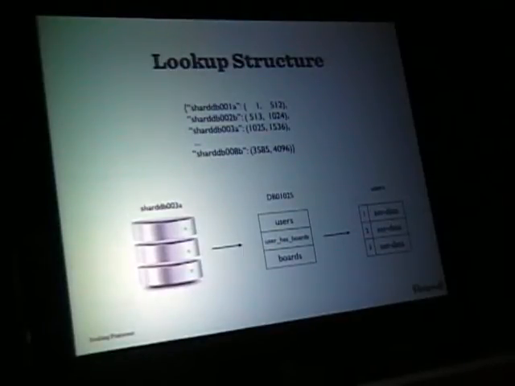Let's say we have to pick a user who exists in DB1025. We go to the lookup table and find out the data exists in shard DB003A, go to the table, select the database 01025, go to the users table, pull the serialized data out of the user, and there's your data.